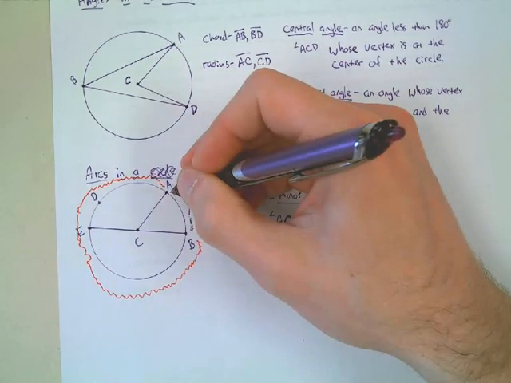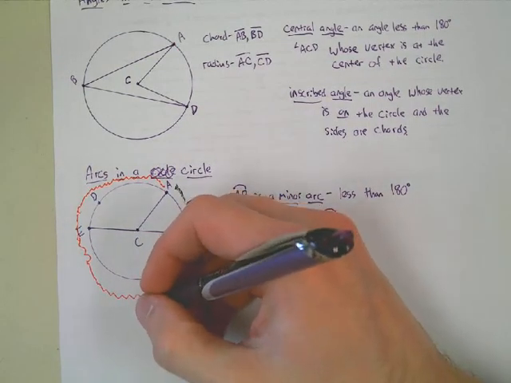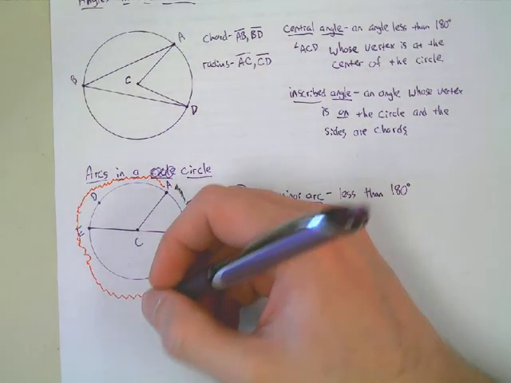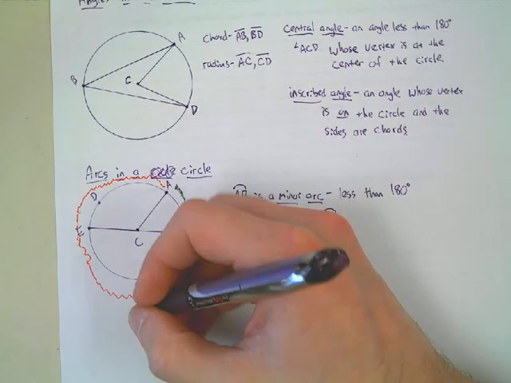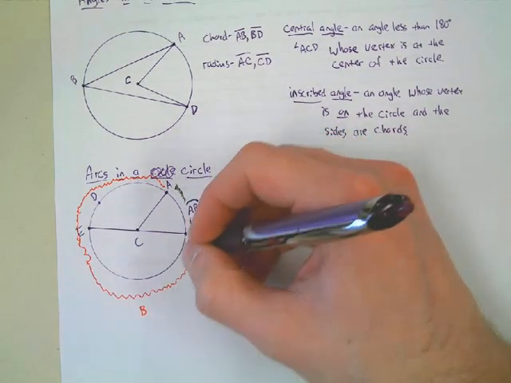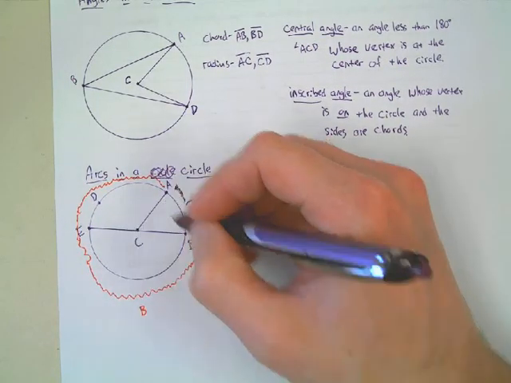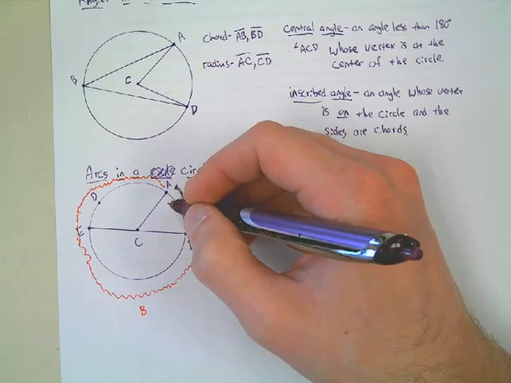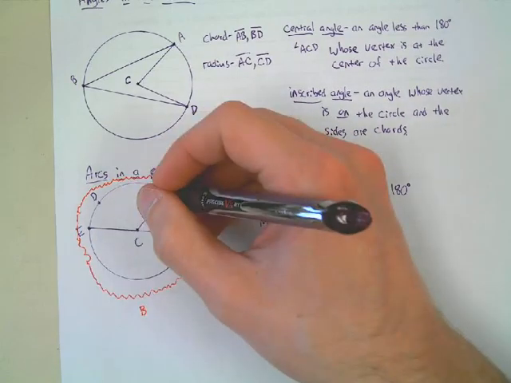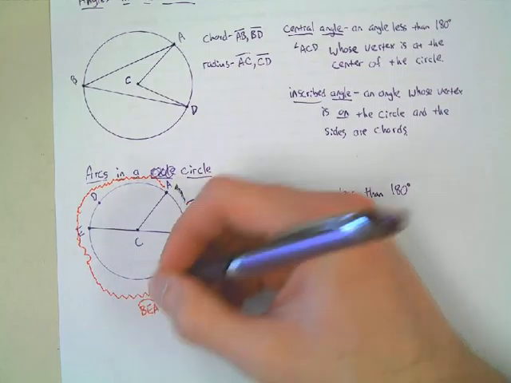Okay, to name this arc, we're going to use three letters. We have to start with B, so we'll say arc B, then E, and then we have to go to A. So you can either say BEA or BDA. Either one is fine to name it. You can say AEB or ADB, that's fine too.